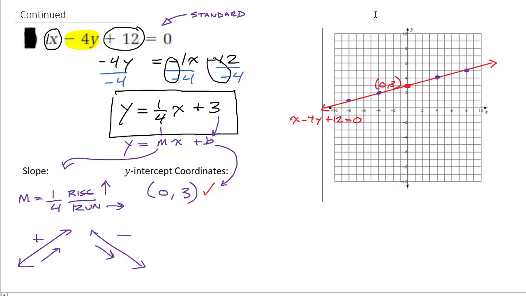Make sure you do the reading, because there's some extra reading to do, and the assignment number 2.